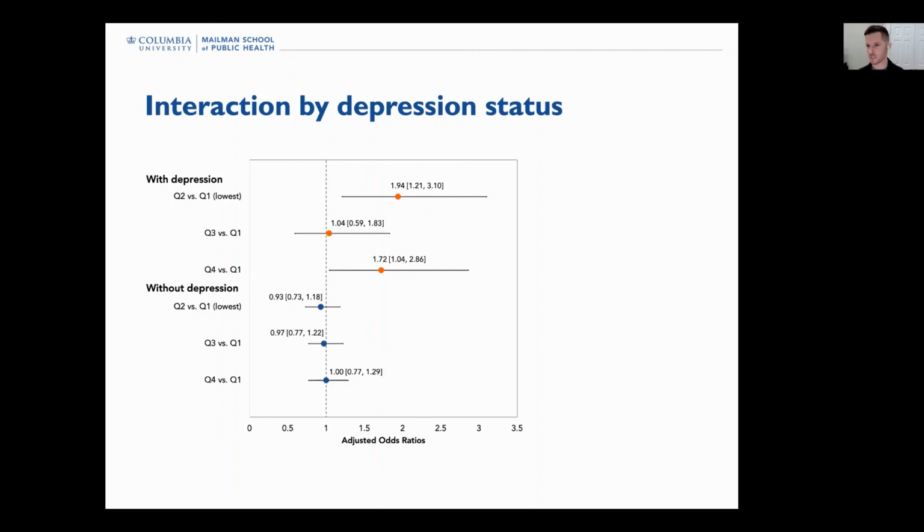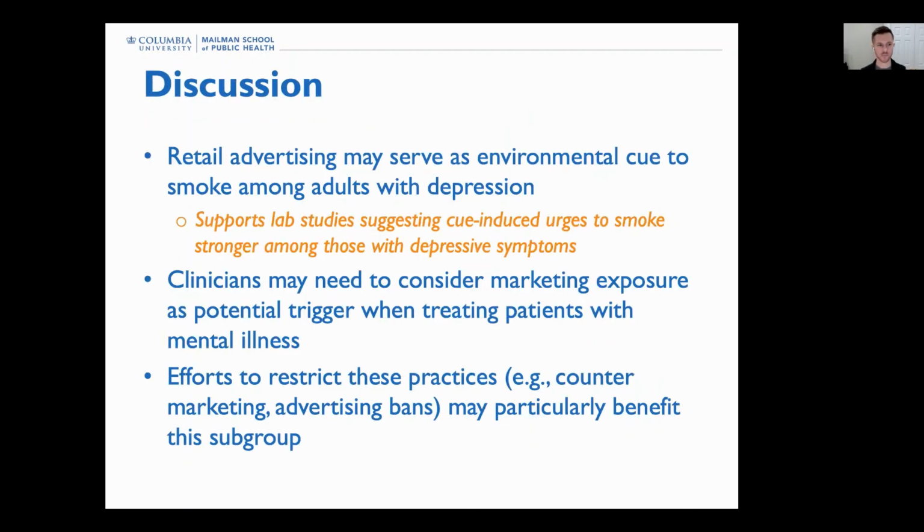The quartile 3 neighborhoods were the exception. So this didn't necessarily follow a dose response relationship. And we don't exactly know what's going on with the quartile 3 neighborhoods. These neighborhoods did have a pretty low sample size of respondents, so that might have impacted the findings. Or maybe there's just something unique about these neighborhoods that we didn't capture. Maybe there are certain types of institutions in those neighborhoods that affected the findings. We don't know for sure, but we did find evidence of this interaction where higher advertising levels were associated with increased odds of use among those with depression.